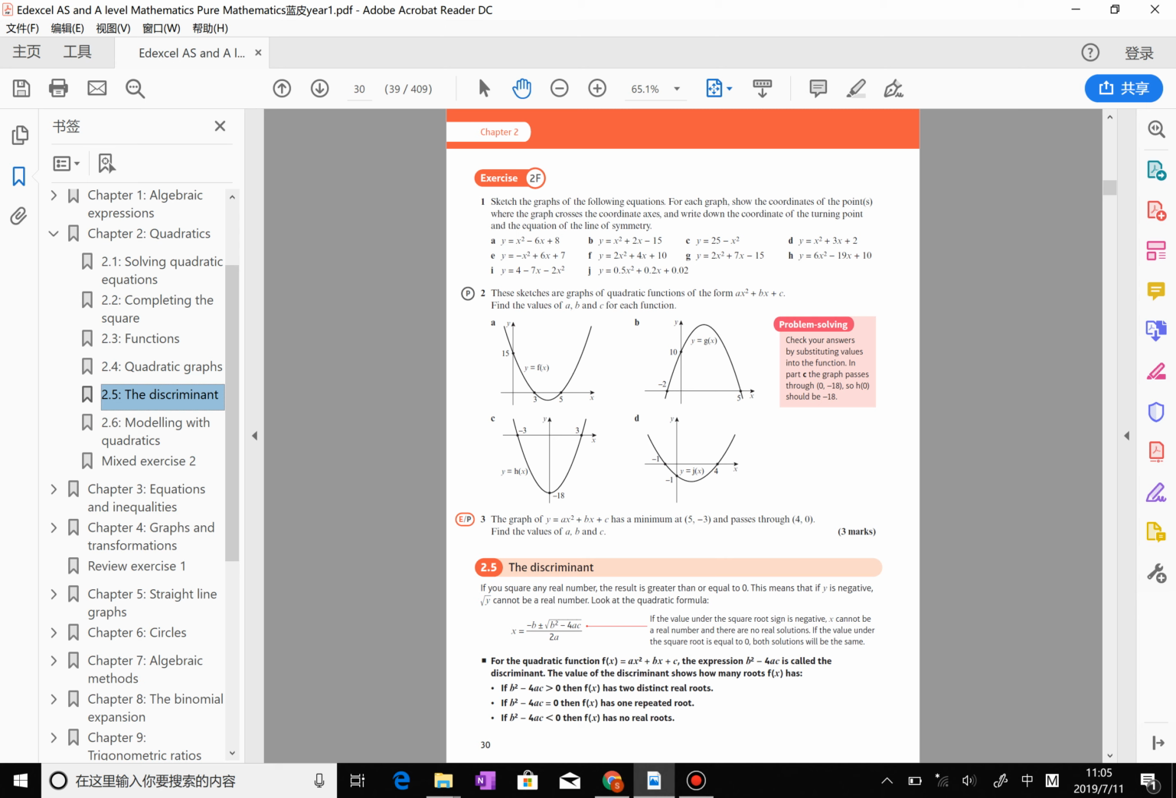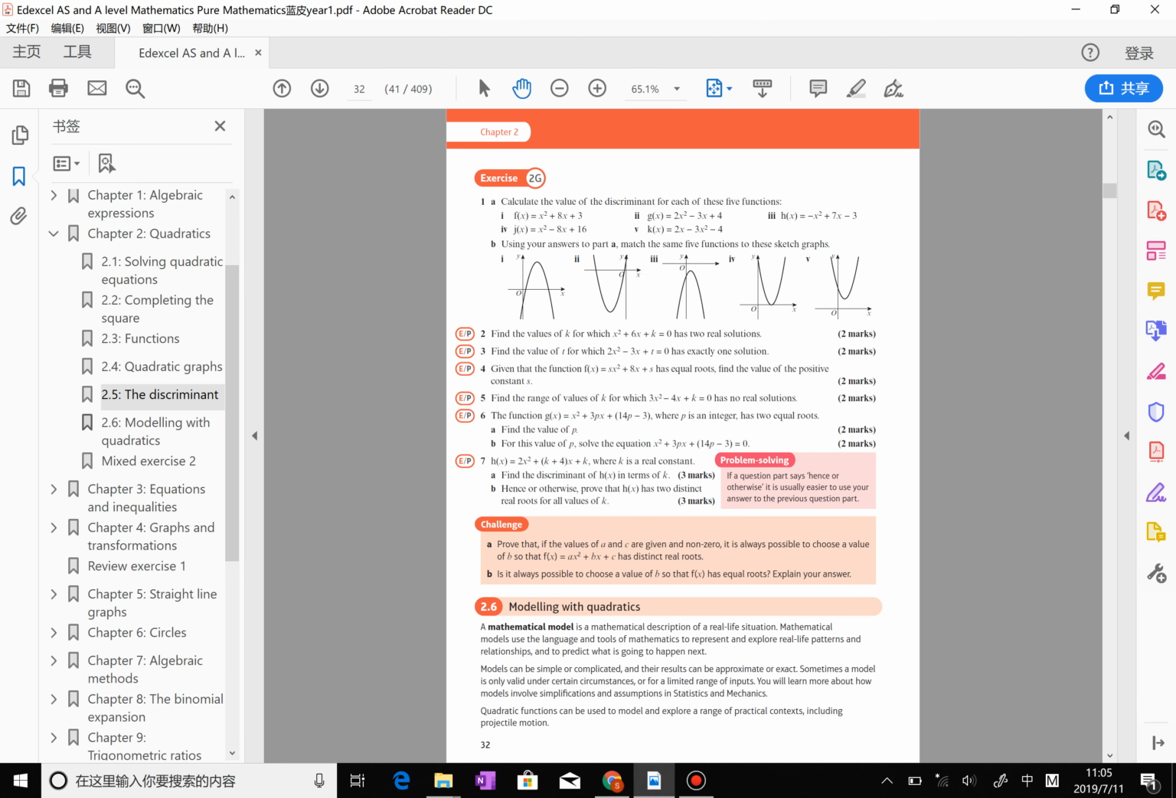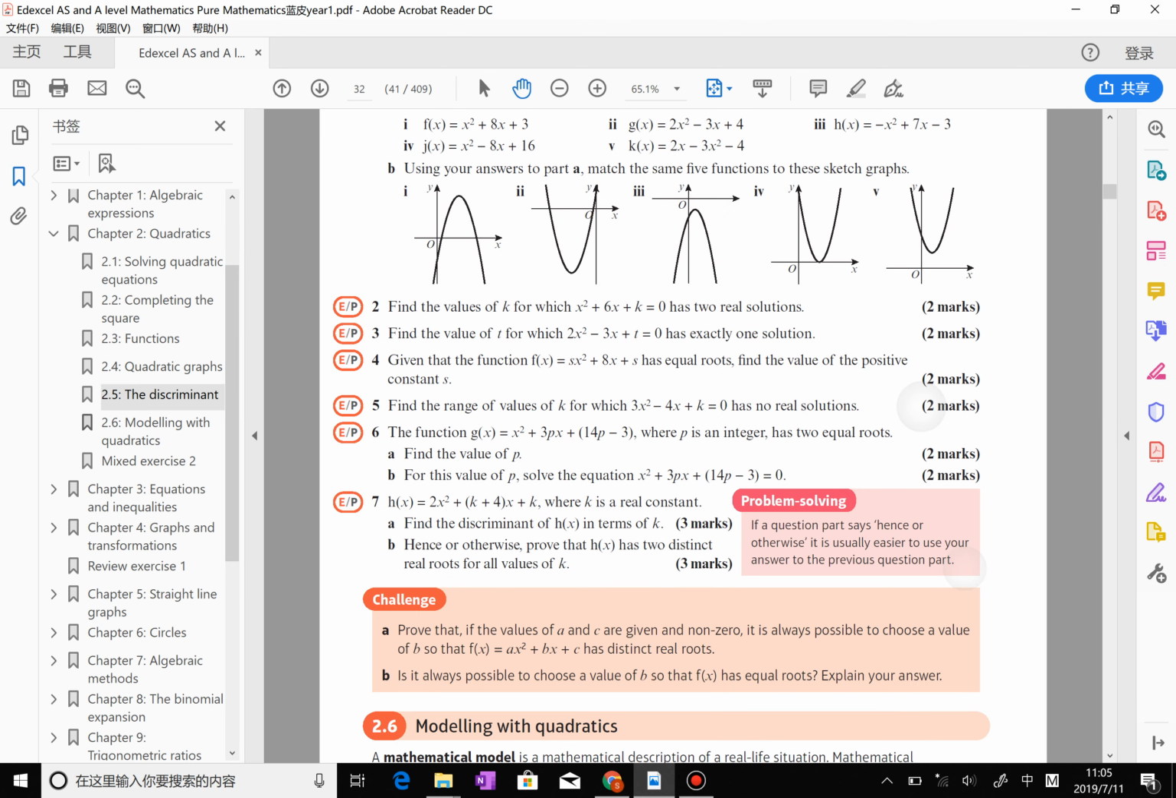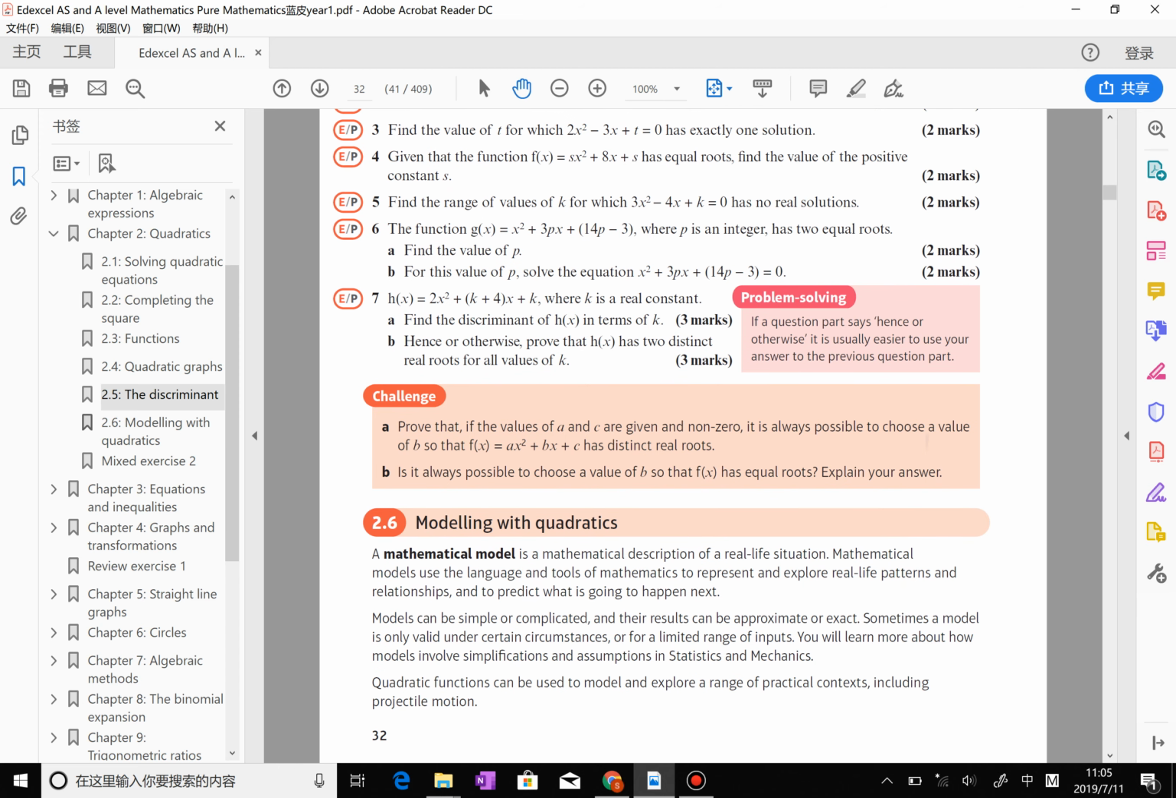This is the end of 2.5. For the next session, we're going to do 2.6, modeling with quadratics, where we use quadratic equations to solve real problems.